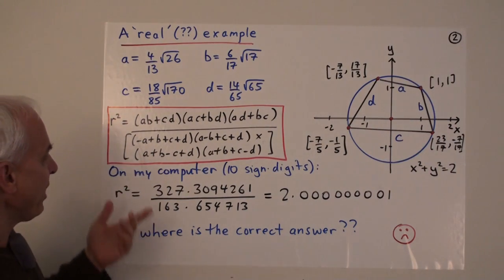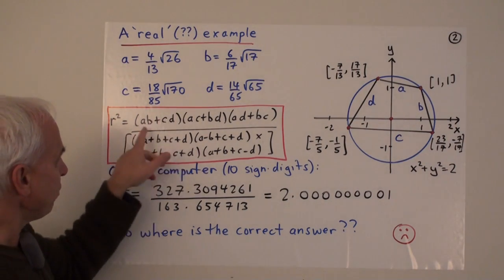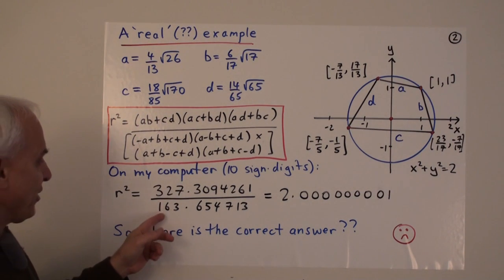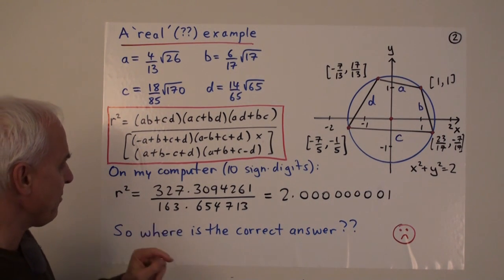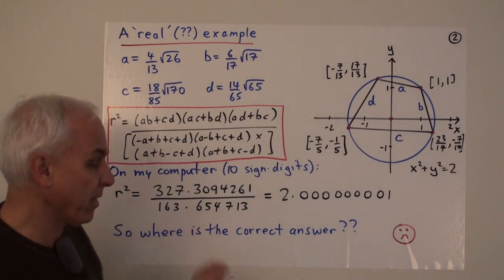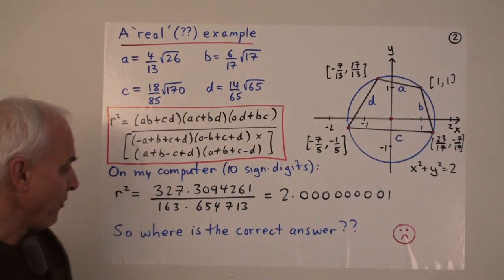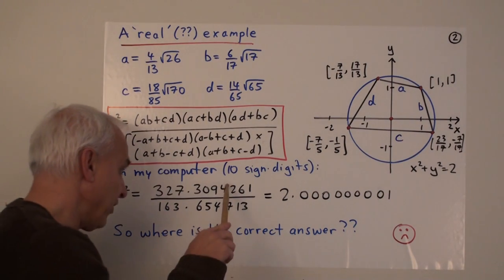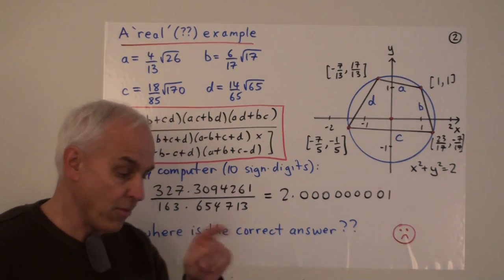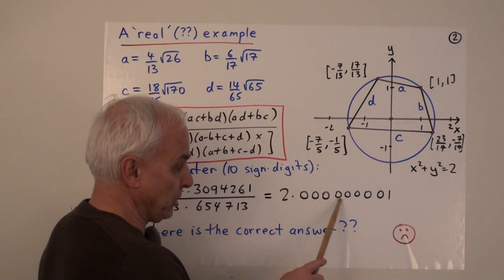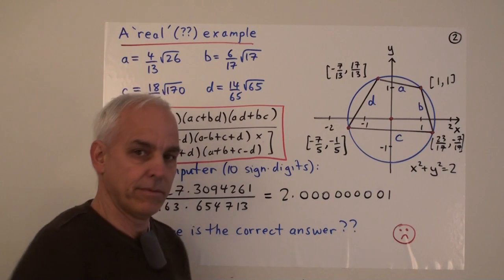What about the denominator? Well, the same kind of story. You plug all these things in, make the calculation, and the computer tells you that you get 163.654713... Right, and then I get my computer to calculate this thing divided by this thing, equals, and my computer tells me that I get 2.000000001.